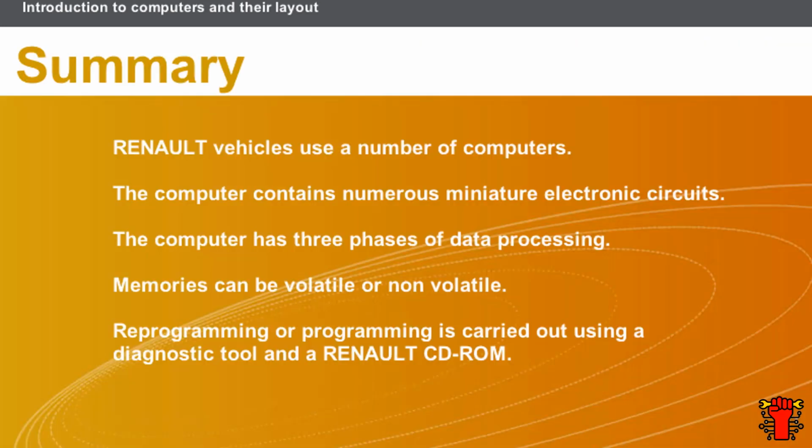In this section, we covered the following points. Renault vehicles use a number of computers. The computer contains numerous miniature electronic circuits. The computer has three phases of data processing. Memories can be volatile or non-volatile. Reprogramming or programming is carried out using a diagnostic tool and a RENAULT CD-ROM.